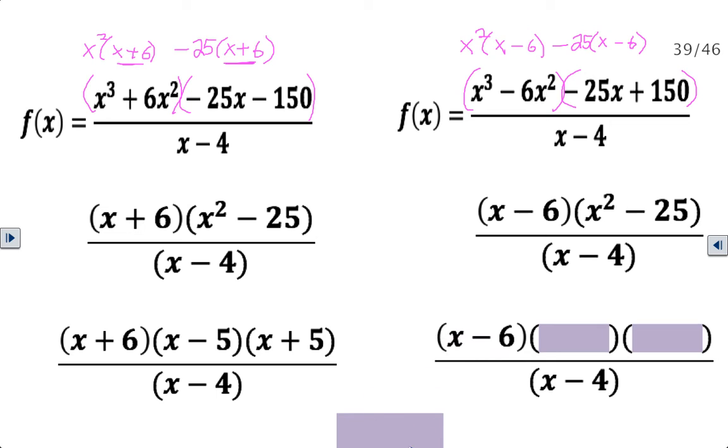Your x minus 6 cannot factor anymore, but the x squared minus 25 will factor to x minus 5 times x plus 5. Okay. If you want to check, you can always multiply everything back together here and make sure you get what you have up here. All right.